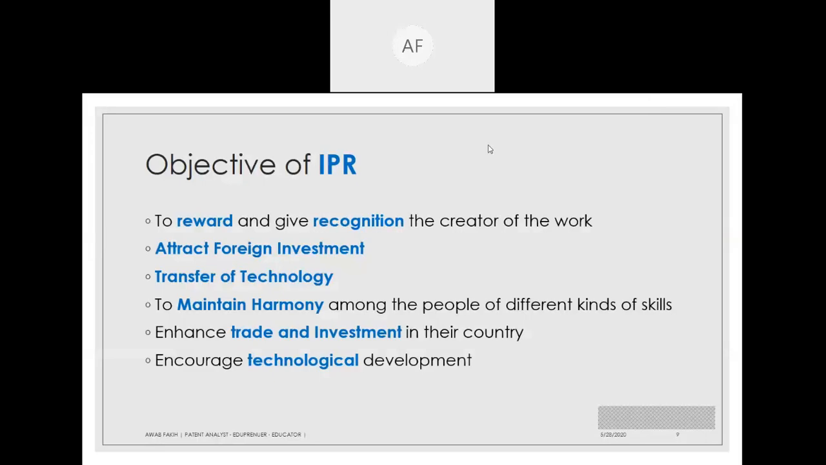When you talk about the semiconductor integrated circuit layout design, what is the term for protection for that? Yes, Dr. Kaveri. Yes, Malvika. Perfect, perfect, perfect. Wow. Let's go for the next one.